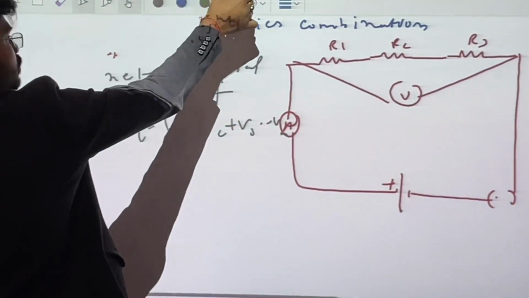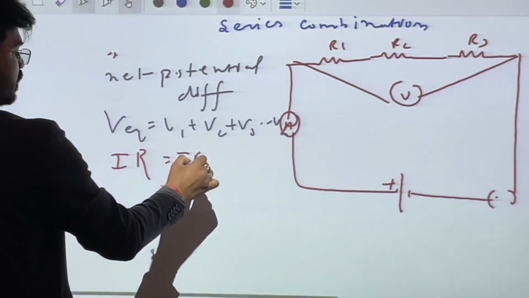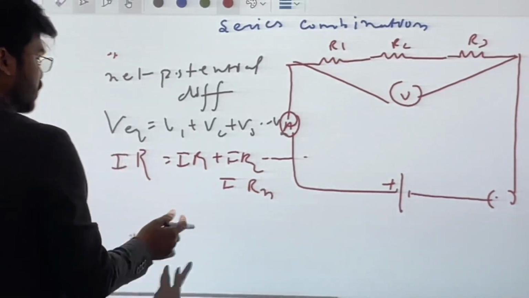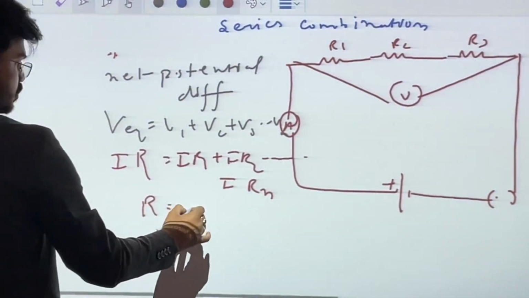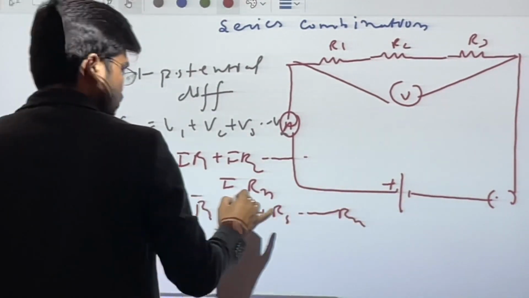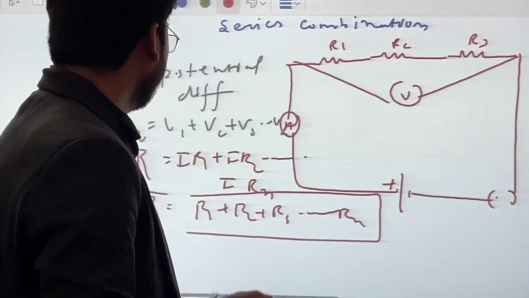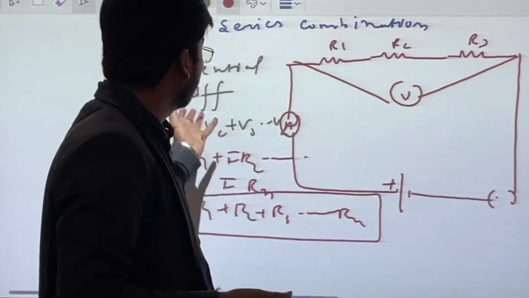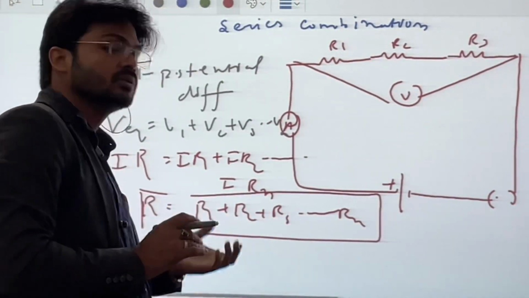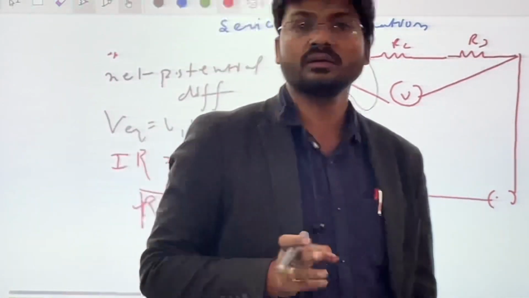According to Ohm's law, we know that V equals IR. So IR equals IR1 plus IR2 plus IR3. In both sides I is common. So R equals R1 plus R2 plus R3 up to Rn. So in this combination, equivalent resistance is always greater than the individual resistance. And why do we use series combination? To obtain minimum current, we use series combination. And the individual resistance is always less than the equivalent resistance.